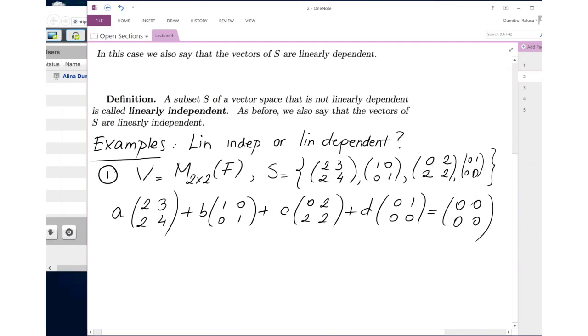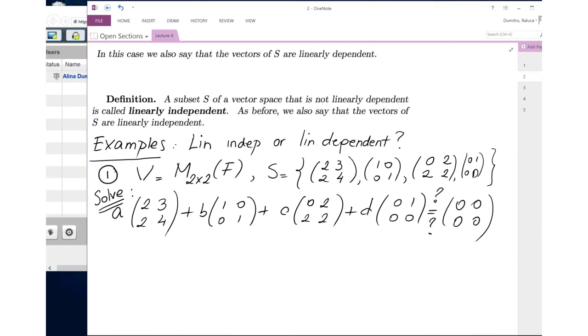0, 2 by 2, right? So the zero matrix. If the answer is yes, with not all coefficients 0, then my set will be dependent. If the answer is no, I need to have all coefficients equal to 0, then my set is independent. So basically, the answer is in solving this kind of equation.